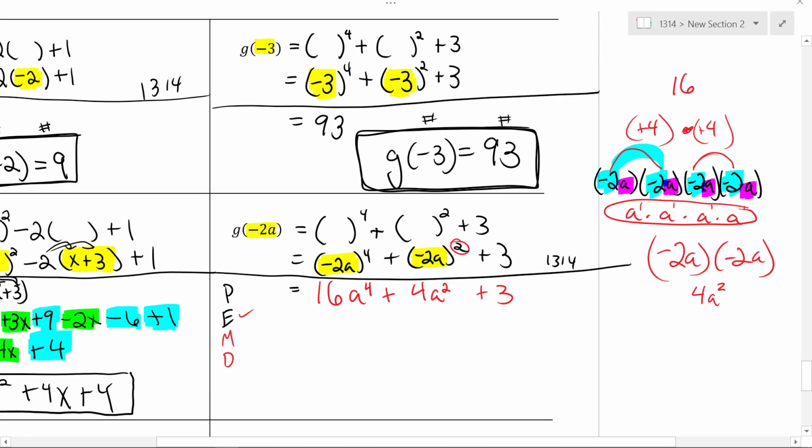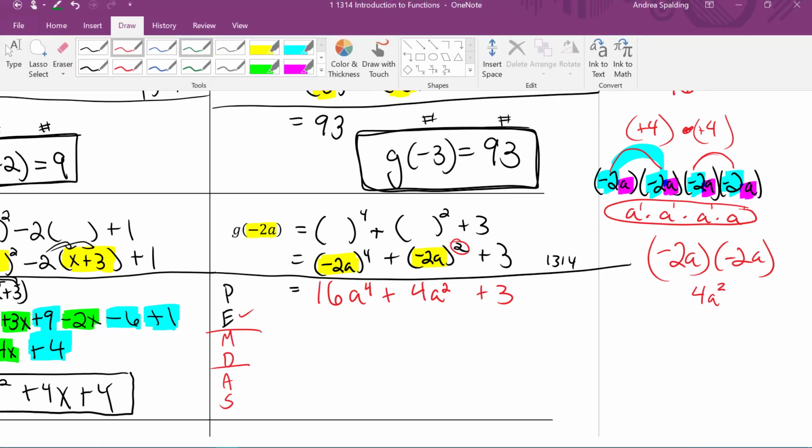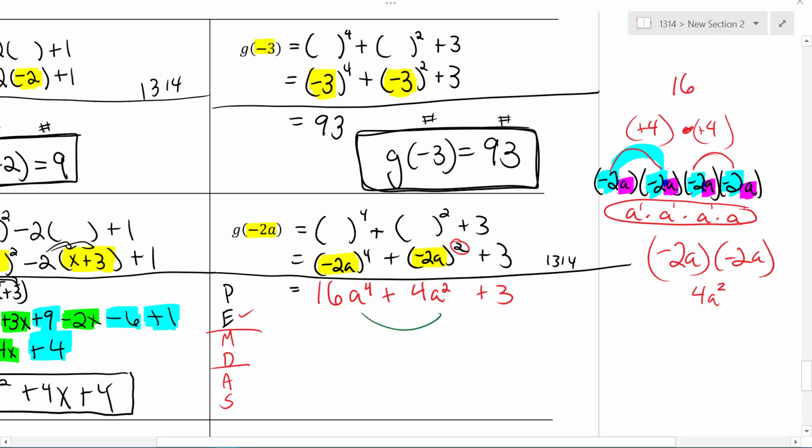Now I have multiplication and division. Well, there's no multiplying going on, no division going on. So our last phase is adding and subtracting. Are there any like terms that I can combine? Be careful here. Sometimes people think they can combine those two terms. But remember, in order to do the adding and subtracting phase, you have to have like terms. Like terms means that you have exactly the same variables and exactly the same exponents on those variables. Now they both have a's, but one has a to the power of 4 and one has a squared. These are not like terms.